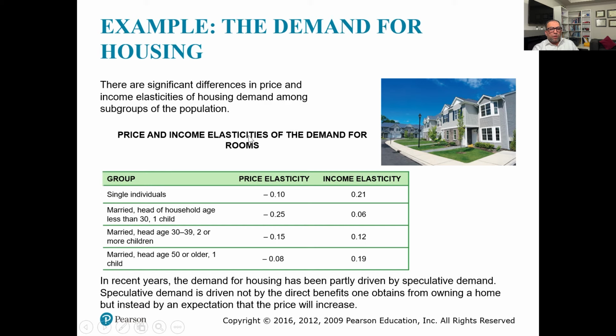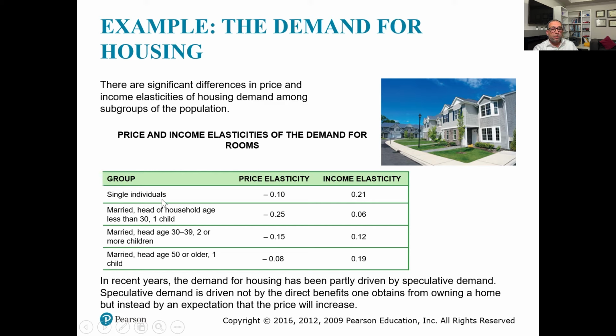Now there is an example quoted in your book, the demand for housing. This book is published in the US, so they have data for the US. There are significant differences in price and income elasticities of housing demand among subgroups of the population. So they divide the population into different subgroups and see how elastic the housing demand is to the housing price.